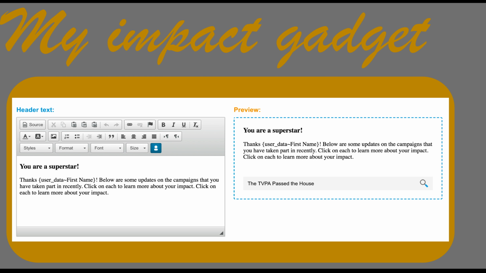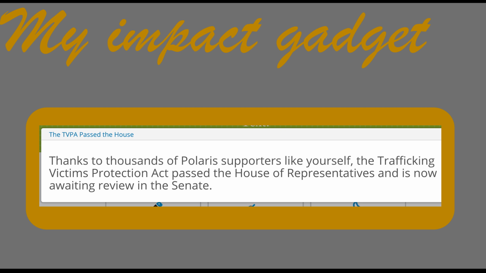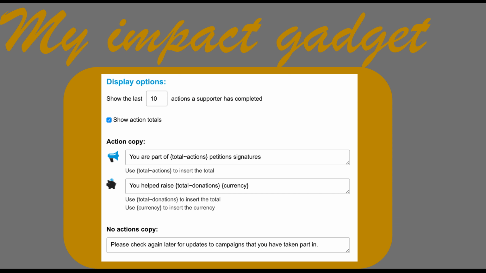So here's an action alert that I gave the thumbs up to. And if people click on that, they'll see this little description that says, thank you for doing this. It passed the House of Representatives, and now we're waiting for a review in the Senate. So that gives them some feedback on the action they took, how it helped advance this goal. You can also customize it to show the number of actions. So if you only want to show 10 instead of all of the actions that they've completed, you can do that.